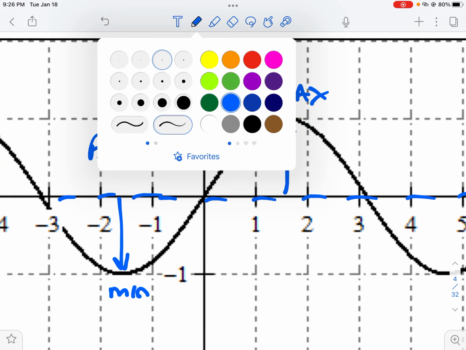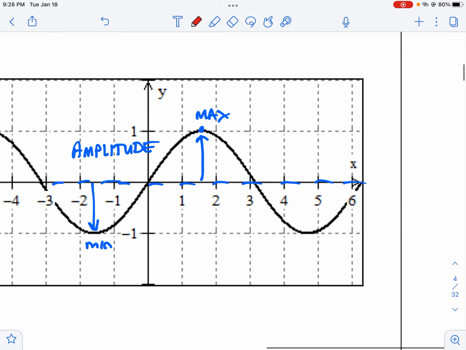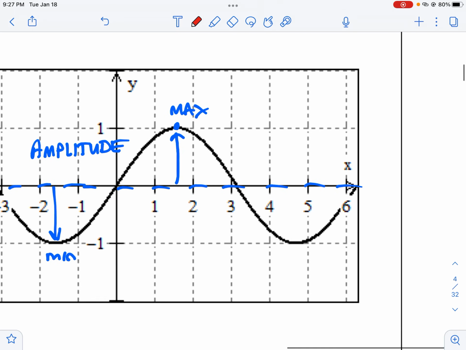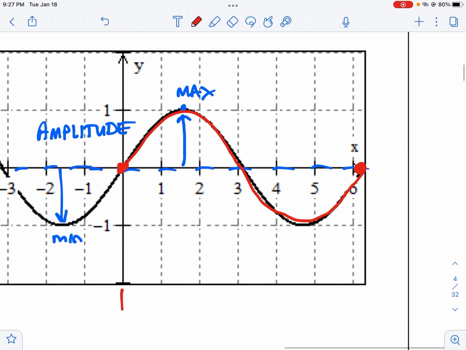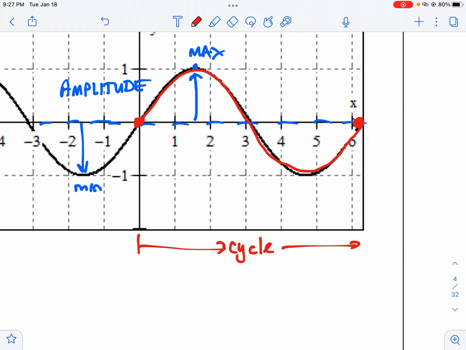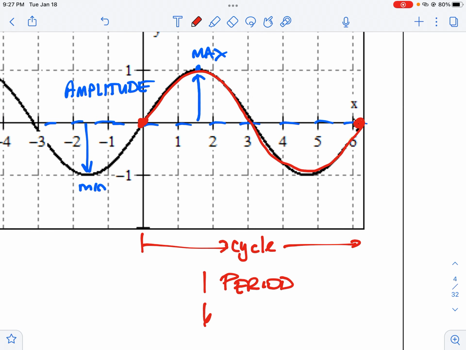One cycle would be defined as how long it takes the graph to start repeating itself. So let's just say I started here at the origin. The first time the graph starts to repeat would be here. So I would call that one cycle, which is also considered one period. In this case, it's 6 units.